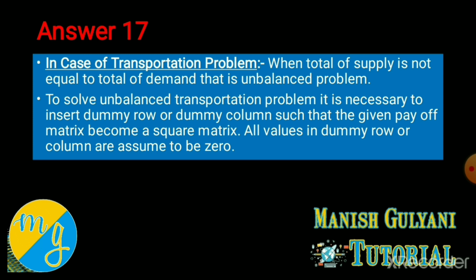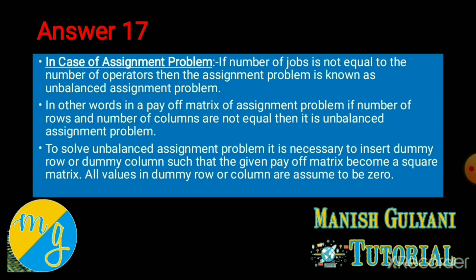Clear? So this is the first step under transportation: identify cases balanced or unbalanced. Unbalanced simply means when total of supply is not equal to total of demand. Balanced when total of supply is equal to total of demand. Now in case of assignment, what is balanced problem? It is the second step under assignment problem.